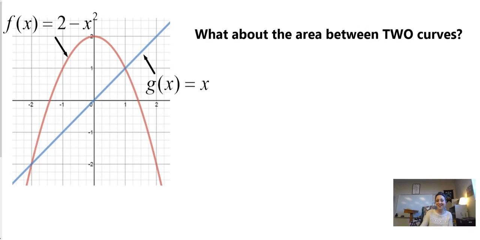All right, so what about something like this? What about when I have two curves? And force pause on your screen. Can you go ahead and do a really rough sketch of the two functions that I have there, and then go ahead and label them correctly as well.